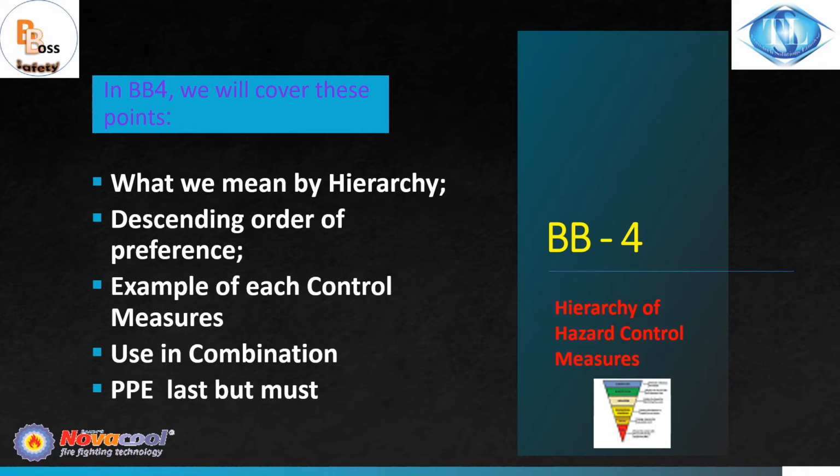Okay. In BB4 we will cover a few points. What we mean by hierarchy, is it descending or ascending, or can we read it both ways? And examples about each control method, and how we can use combinations, and there will be some exercises and a quiz. Some of them are real problems, and you should consider yourself the guy from management or from safety that is trying to find a solution for that.